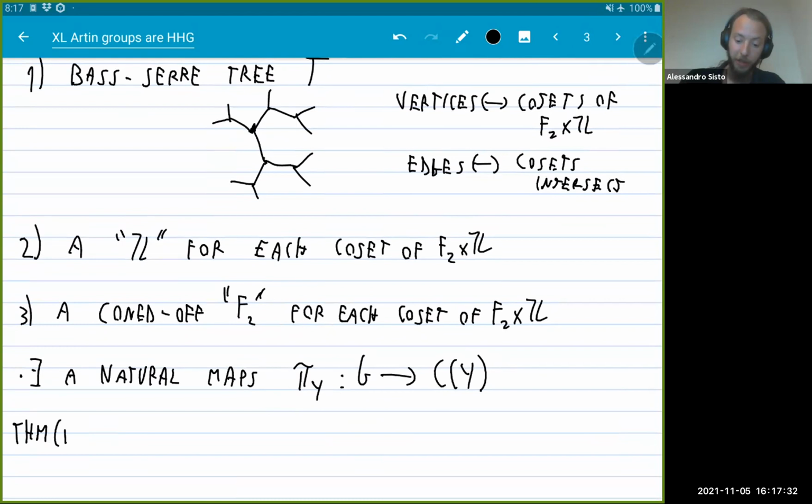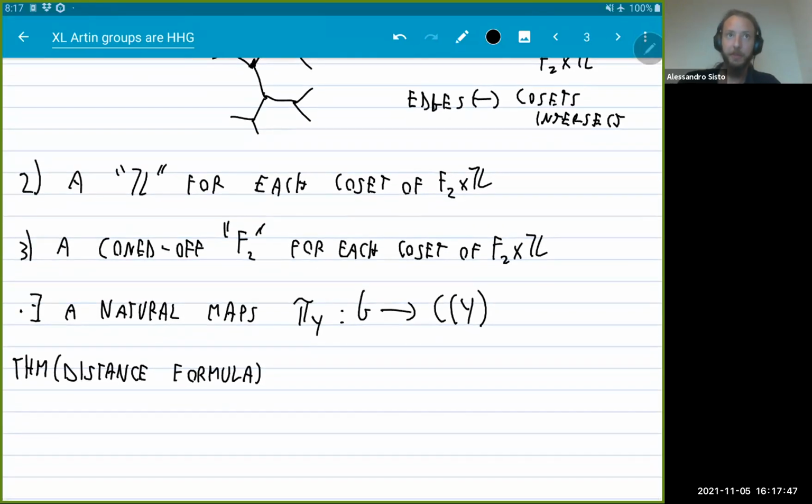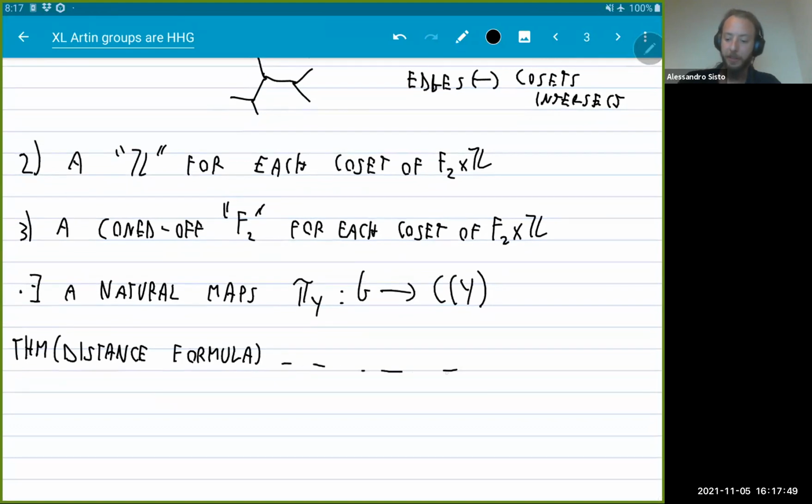Let me mention one, maybe the most prominent one. Theorem, or well, I guess in this case more proposition, but okay. So the distance formula. I'll write the quantifiers here in a second. Let me just first write things with constants. So what does the distance formula say? You have 2 points in your group, and you want to study their distance in a fixed word metric, which is dG.